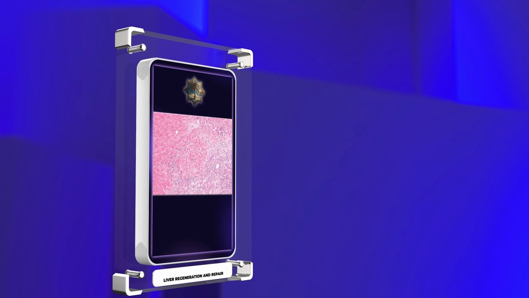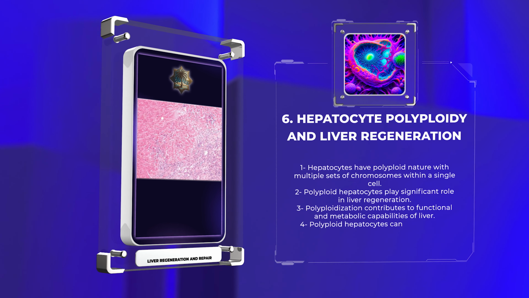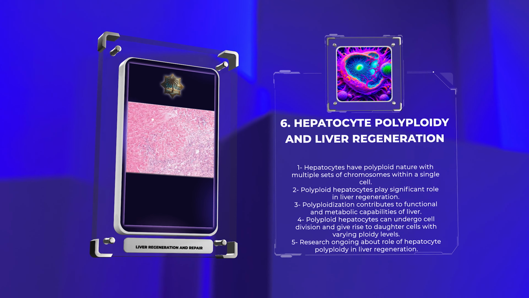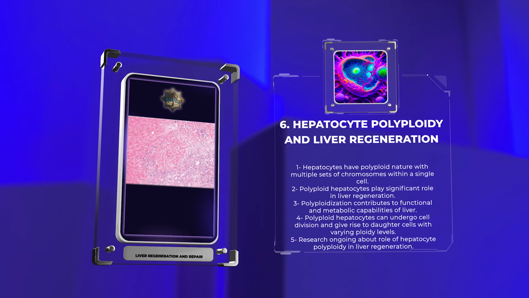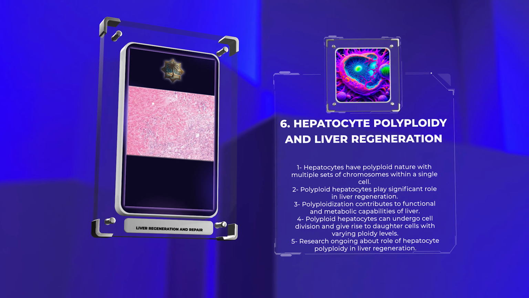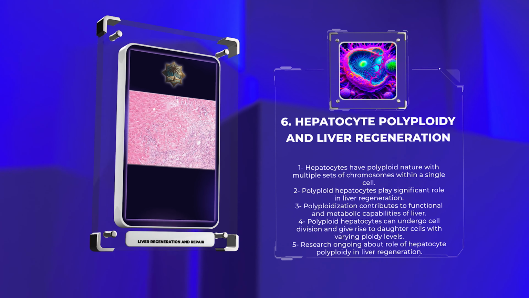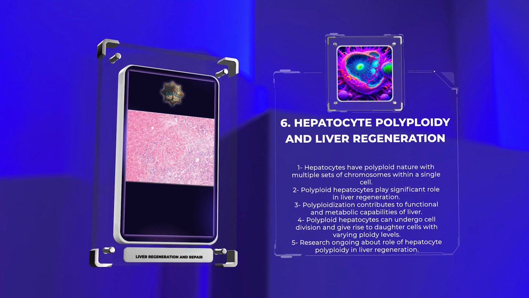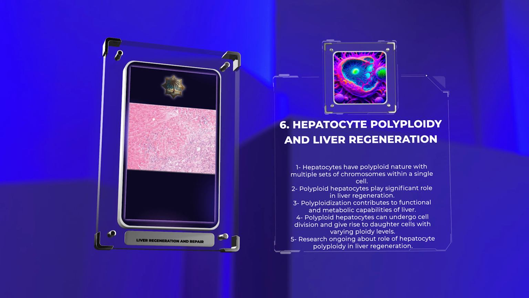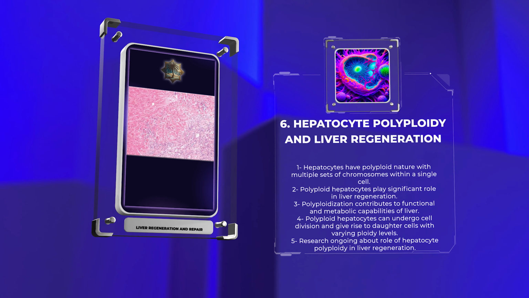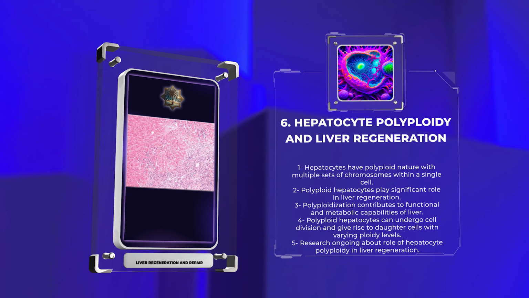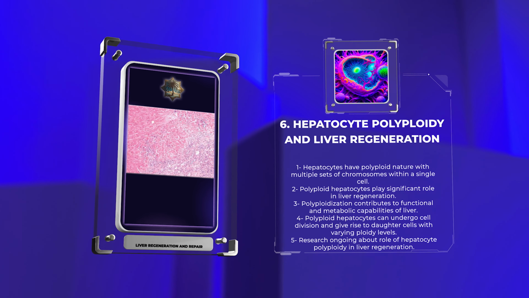One unique aspect of hepatocytes is their polyploid nature, characterized by having multiple sets of chromosomes within a single cell. Polyploid hepatocytes play a significant role in liver regeneration as they exhibit enhanced regenerative capacity compared to diploid hepatocytes. Polyploidization occurs during liver development and contributes to the functional and metabolic capabilities of the liver. These polyploid hepatocytes can undergo cell division, giving rise to daughter cells with varying ploidy levels. The role of hepatocyte polyploidy in liver regeneration is an area of active research, with implications for understanding the regenerative potential of the liver in both physiological and pathological conditions.